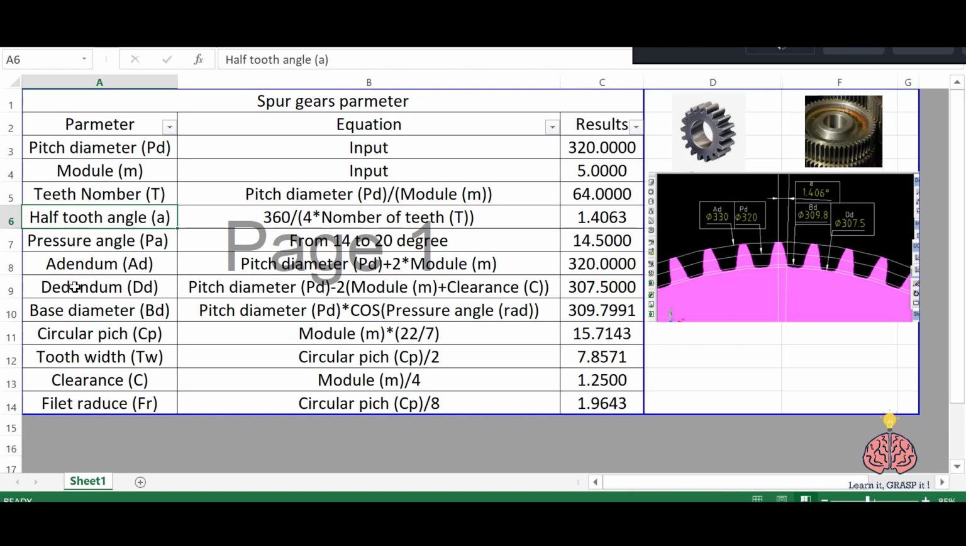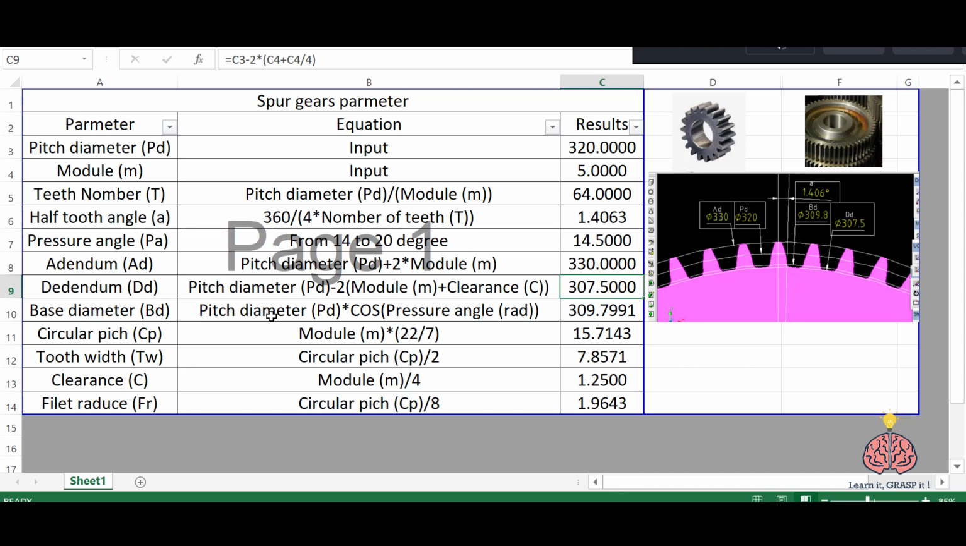Base circle, we choose the pressure angle. It's from 14 to 20 degree. I chose it 14.5 degree. Then the addendum circle is the outside diameter, which equals pitch diameter plus 2 module, 330 millimeter.